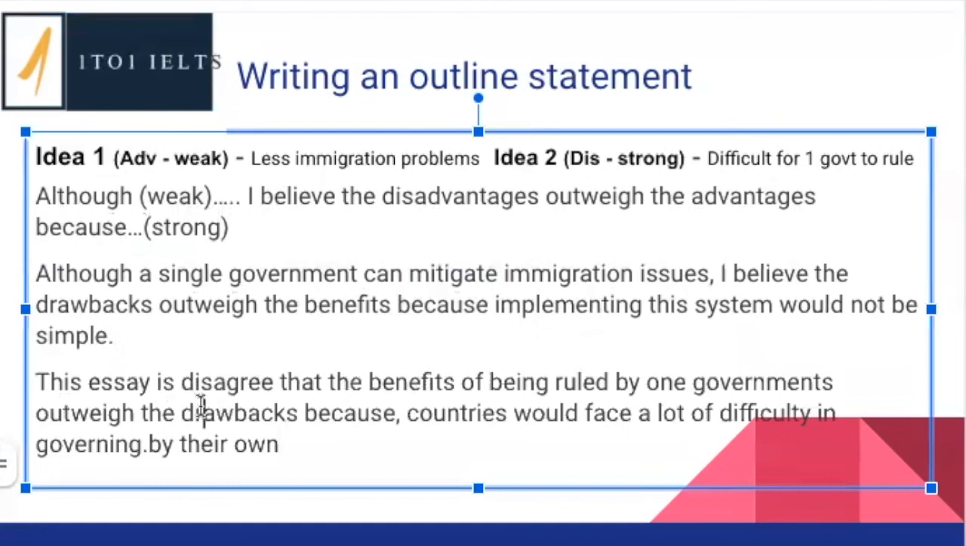So Mona was saying, what about this? This essay disagrees that the benefits of being ruled by one government outweighs drawbacks. Because countries face a lot of difficulties in governing by their own. Okay, just on not worrying about vocabulary or grammar, what's our number one biggest mistake here? I said not worrying about vocabulary or grammar. What does an outline statement have to do?